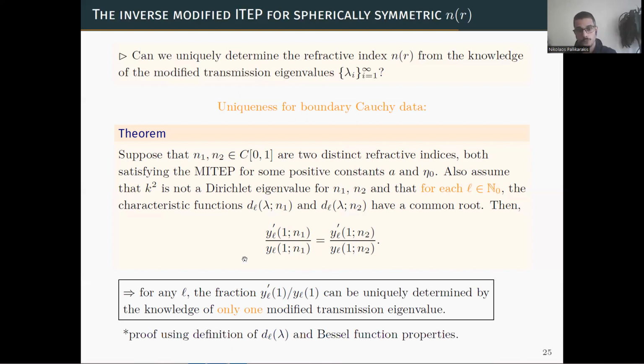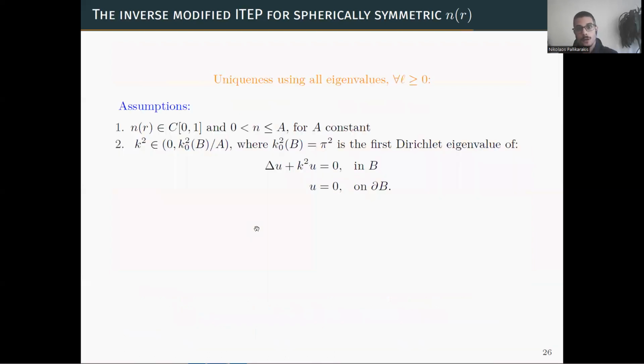The proof was based on using the definition of the characteristic function as a piecewise function, as I said initially, the determinant and the simple case of lambda being equal to 0, and the properties of Bessel functions. So at this point, looking at only one order, the best we can get is just the Cauchy function. So we have to turn ourselves again to assuming knowledge for every order.